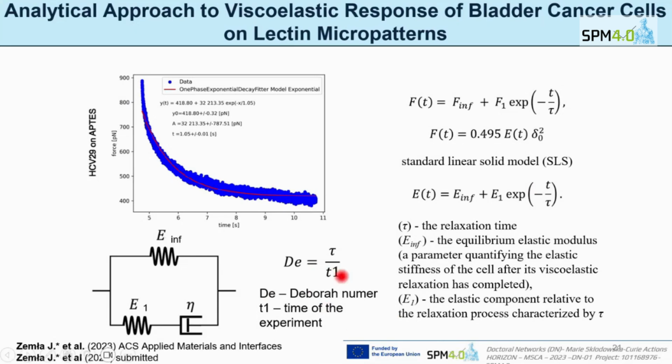And the last parameter is the relaxation time, which is used to obtain the so-called Deborah number. That is a parameter similar to loss tangent in case of oscillation measurements, but the interpretation is the opposite. So for elastic materials, the loss tangent goes to 0. For viscous it goes to 1. For Deborah number, it's opposite. So for the more elastic material, the higher the Deborah number.